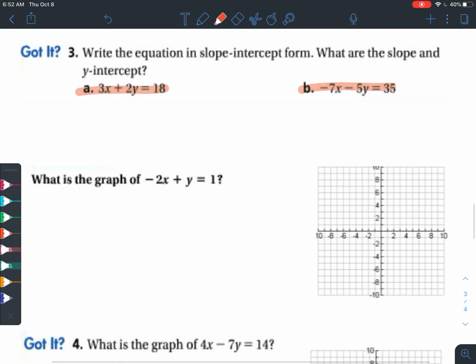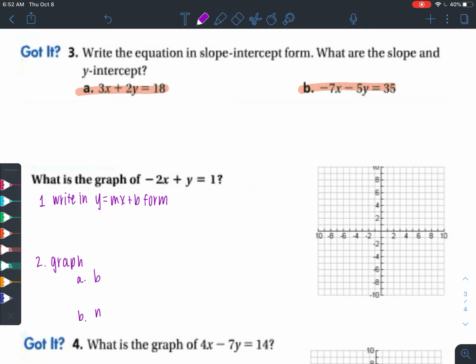All right, so now we're going to work on some graphing, and I'm going to write out just some steps because I think people benefit from them. So what we're going to do first is always write in y equals mx plus b form. And then second, you're going to graph it. There's really only 2 steps, but we really need to remember that first one. When we graph, we're first going to graph b, and then we'll graph m.